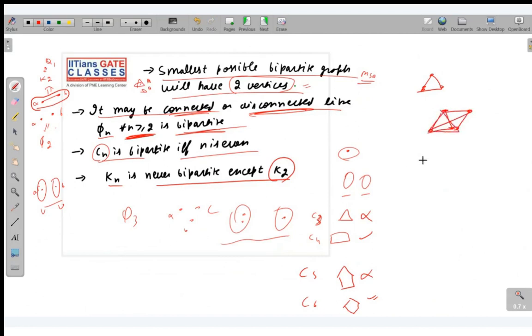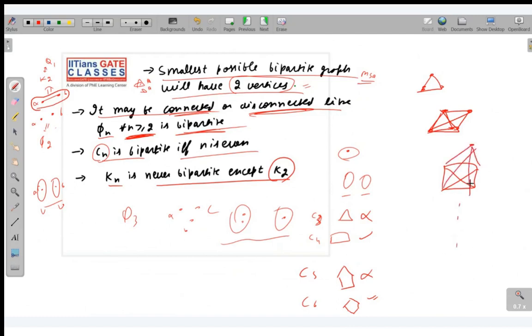The moment you get an odd length cycle, you will say no, it is not bipartite. How will K5 be drawn? K3, this is K4. Let me draw it properly. So K4, just take K4. K4 is having a triangle, right? K5, you will draw like this, and so on.